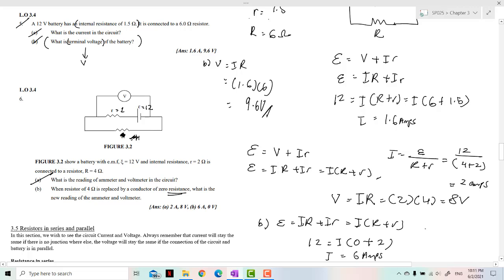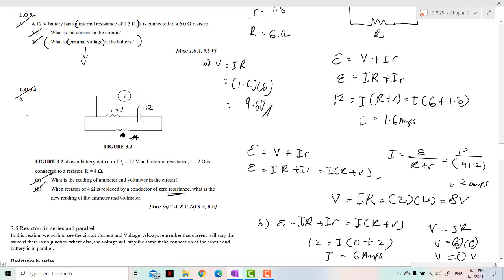Now for part 2, V sama dengan IR. 6, what is our R? R is actually 0. Remember terminal voltage, we don't consider the internal resistance. So V is equal to 0. In this case, 0 volts lah. 0 volts for question B.